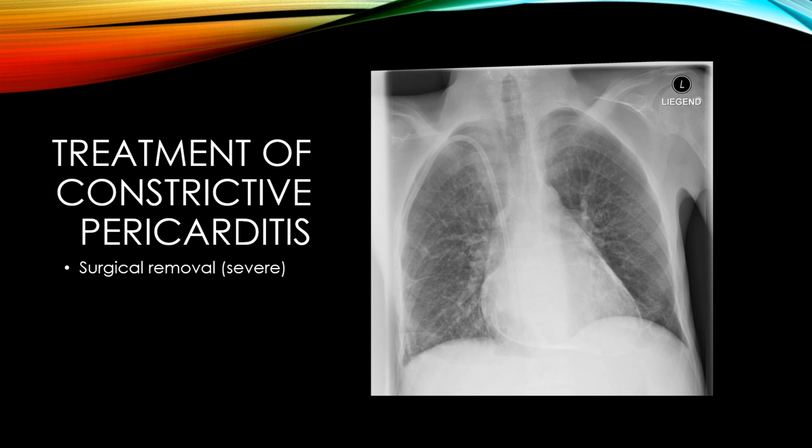So the treatment for pericarditis, if it's severe, is typically surgical removal. If it's non-severe, it's really just more or less followed and watched. But if it becomes symptomatic or there's hemodynamic compromise, usually surgical removal is warranted. Here in the chest X-ray, you can actually see the white outline of the pericardium.